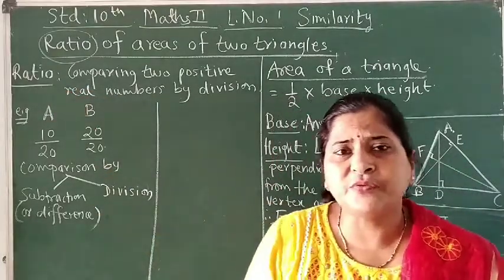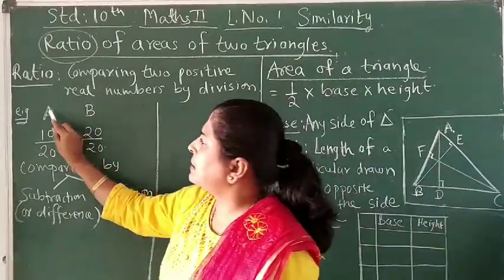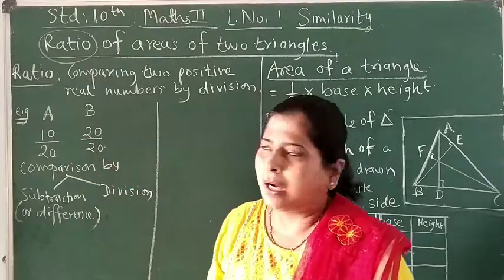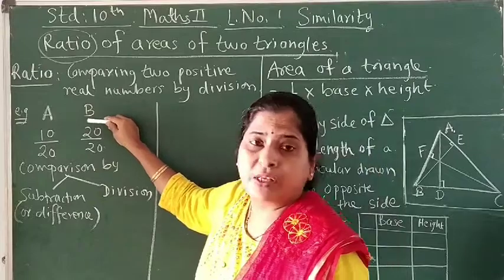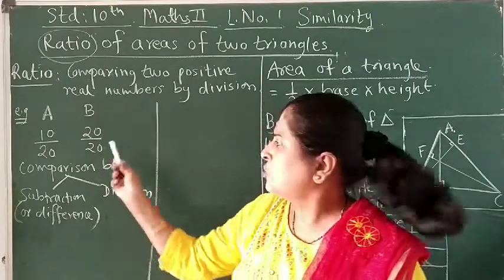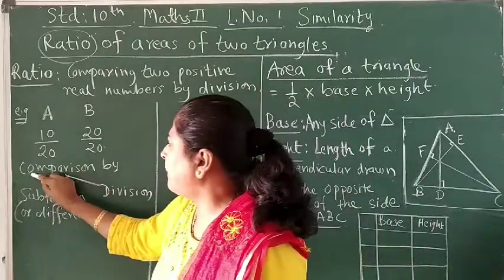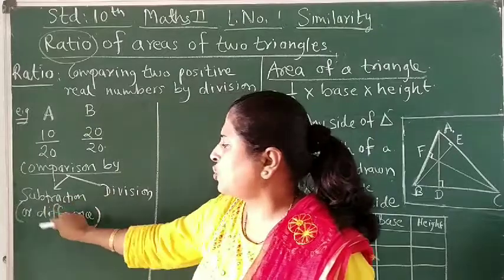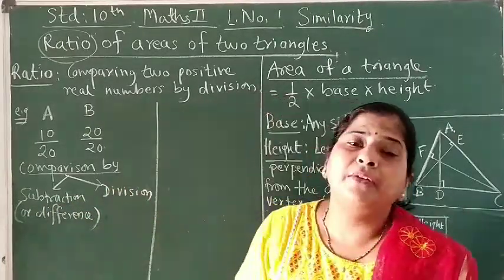So in which case do we need to compare, and how can we compare? For example, there is a student A who has got 10 marks out of say 20 marks, and student B who has got 20 marks out of 20. So how can we compare these marks? This comparison we can do by two methods. First is by subtraction or finding the difference, and the other method is by division.